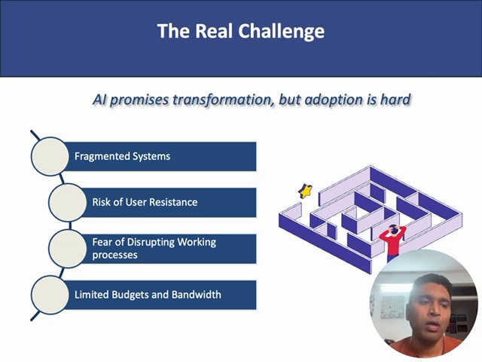You have something going on well, your business is working great, you have existing processes in place. Bringing in AI may disturb it, right? So there is that fear of disrupting existing working processes. And finally, there are limited budgets and bandwidth. You already have people working on your traditional business processes. Bringing in AI means taking some people out of the actual business processes into an unknown system, into an unknown workflow or process. There will always be resistance and challenges associated with it.